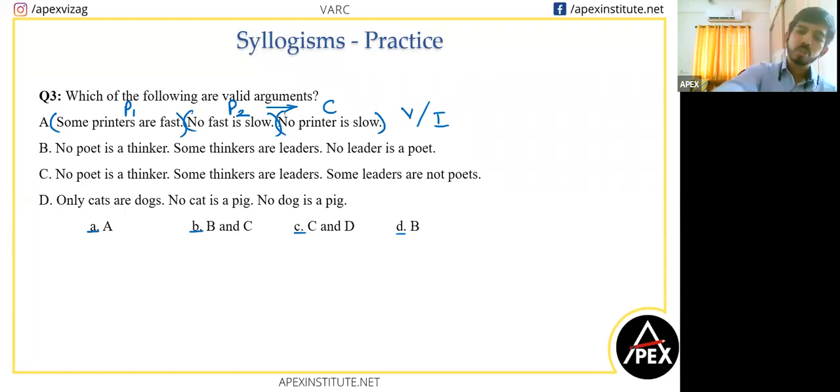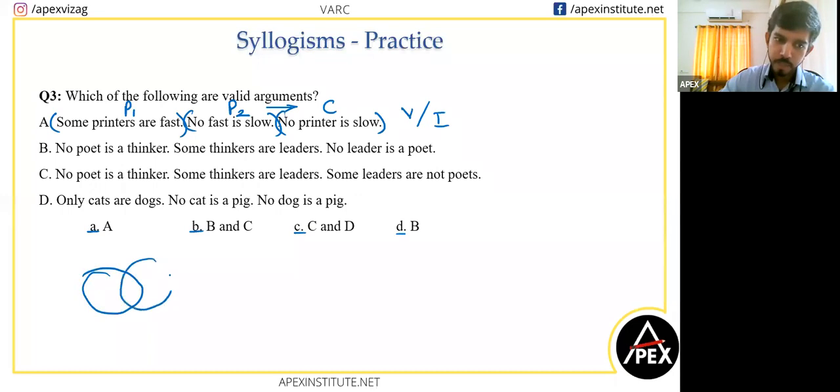Right. So since this is the first one, I'm going to solve it a little slowly. Some of you might find it a bit slow, but it's okay. Next one, we can be quicker. Because some of us may not have actually understood still how to do it. So for them, let's go about it in a slower way. Some printers are fast. So we have a simple Venn diagram.